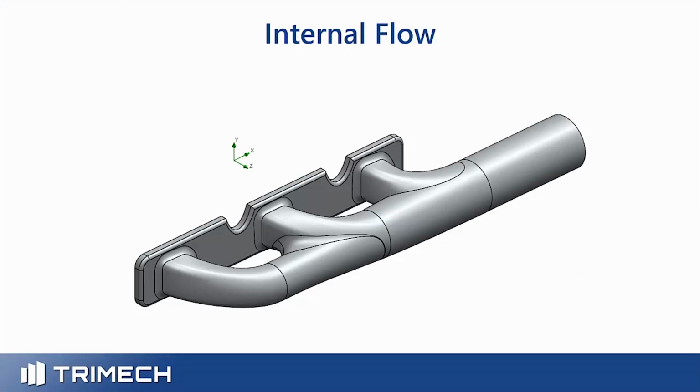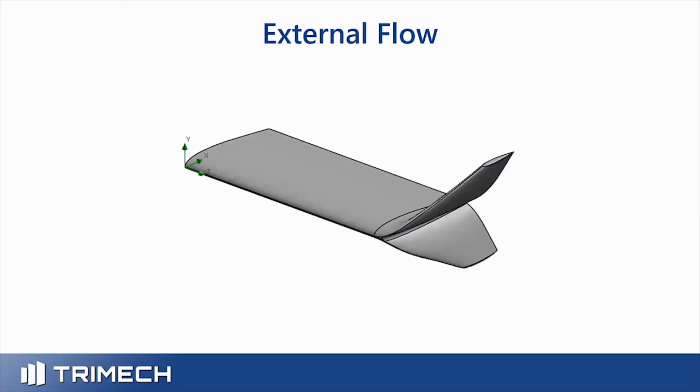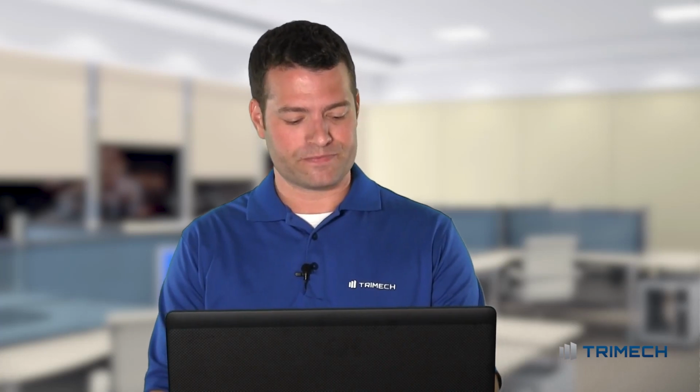We just did internal flow. Let's take a look at what we can do for external flow. This is the exact same type of study, but just a slightly different twist on it. We're taking a body and we're having the flow go around the outside surfaces to see how they affect it.